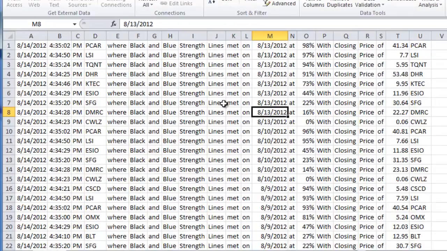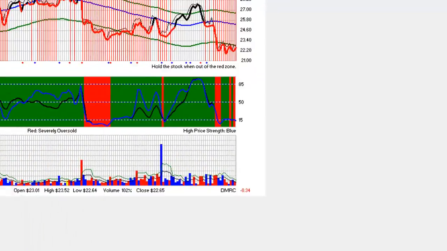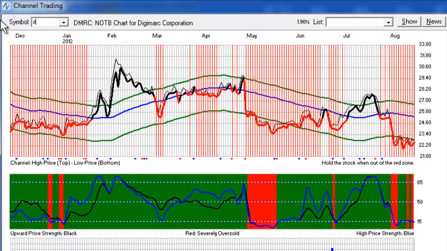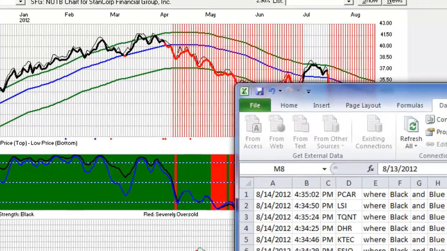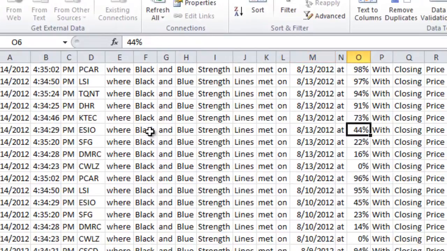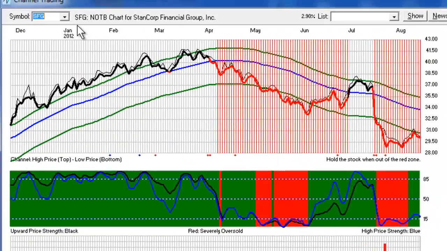So that's at 16%, and then the next one is at 22, which is SFG. So we're going to go in here and quickly look at SFG. A little bit better, but again, blue moving average, we had a nice run up, and then look, it's just going right down below the trend. Earnings must have come out right there, and as you can see, that is just failing. So the next one is going to be at 44%, and we're looking at ESIO.